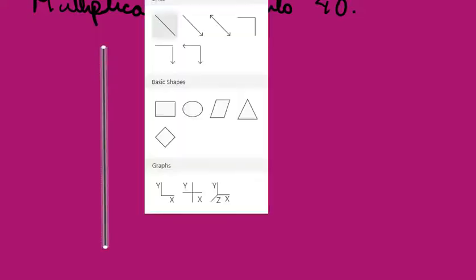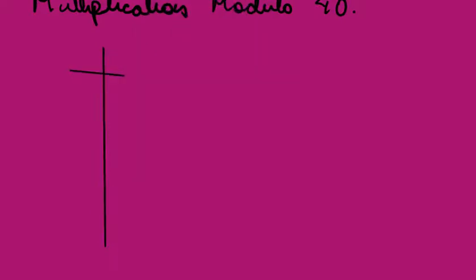Right, that's the first one. Okay. And that's the second one. Let's bring this a little down. Let's bring that one a little down from there. There you go. Okay. Now over here we have to write the multiplication modulo 40, right?